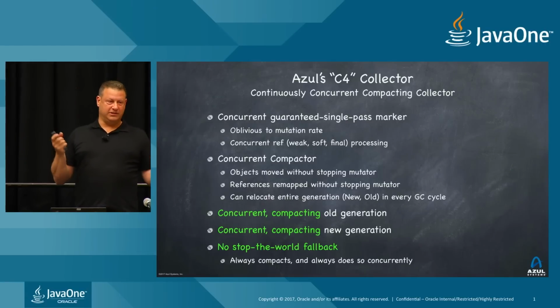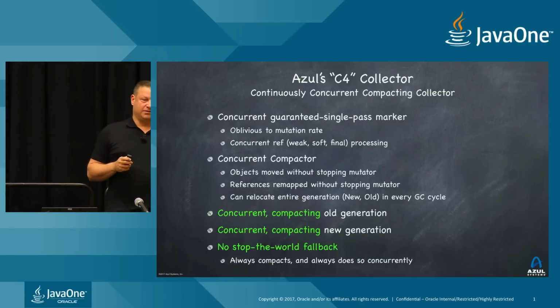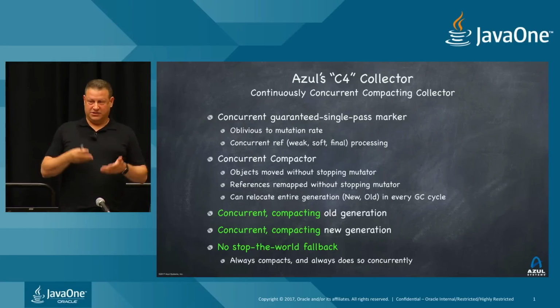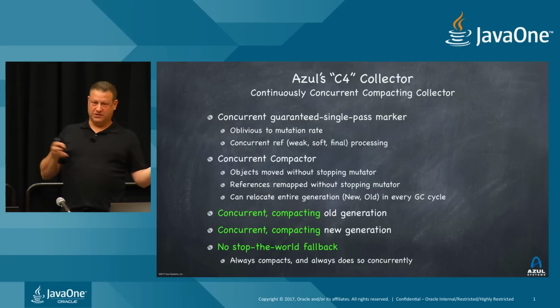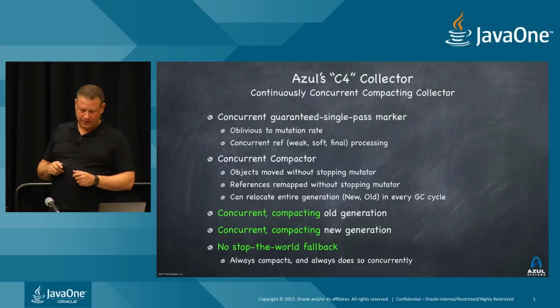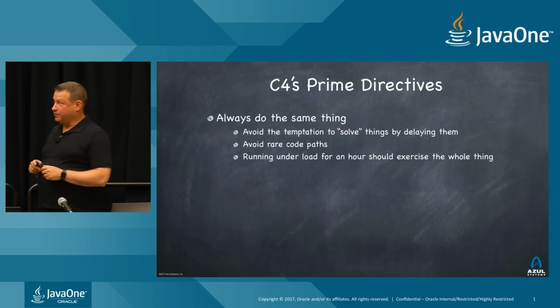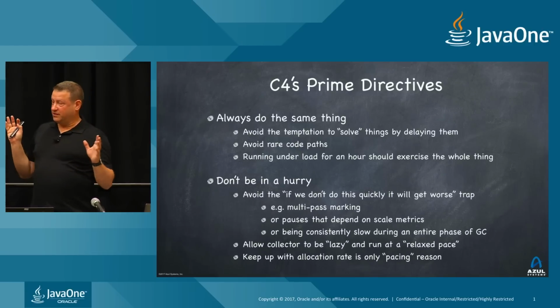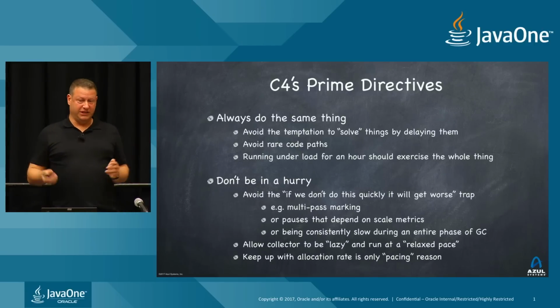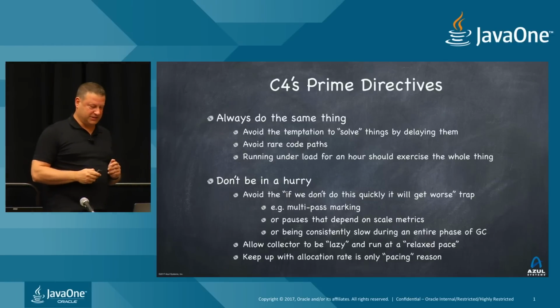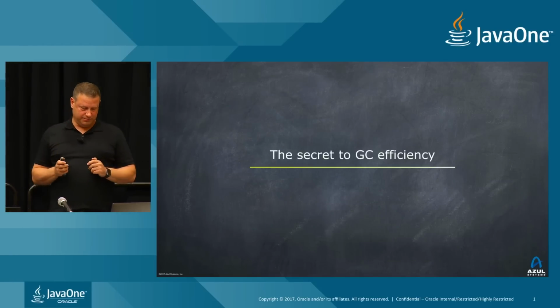We don't have code that knows how to do this. So there is no full GC, there is no stop the world, there is no "I couldn't do it, so we will pause instead." Design-wise, it's built around the notion of always doing the same thing and never being in a hurry. A lot of the algorithm design is to make sure this is true.